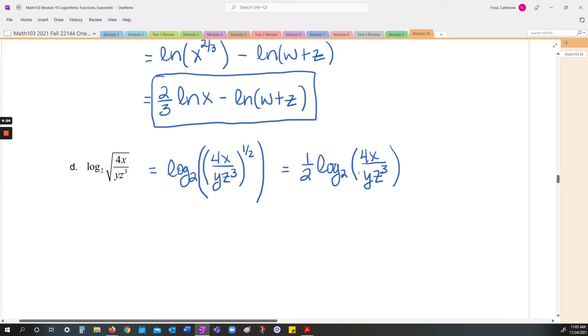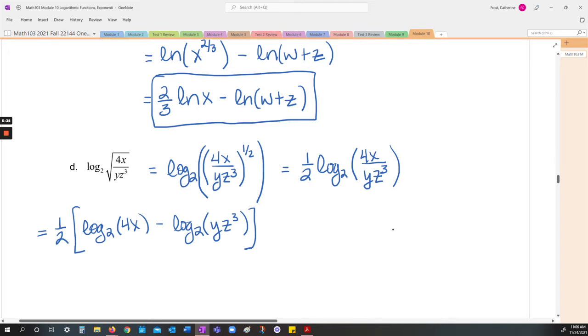Okay, so now we're going to do our quotient rule and our power rule, our product rule. And this 1/2 is just going to kind of have to be distributed. And so what I'm going to do is put some big brackets or parentheses and then separate out this log with the product rule and quotient rule. And so I'm going to go a little slower than I did in class, but if you're comfortable with this one in class, just fast forward a bit. So log base 2 of 4x minus log base 2 of yz cubed.